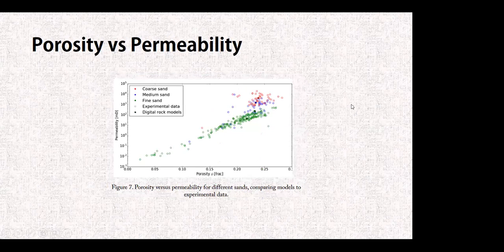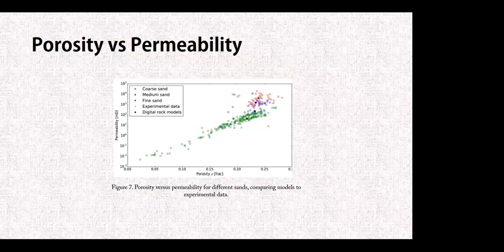And the last one is data porosity versus permeability for different sand component models to experiment data. So for digital rock, models were created to represent these 3 different sand types. Each of these rock models was generated based on statistics from a single thin section. The digital rock models are also included.